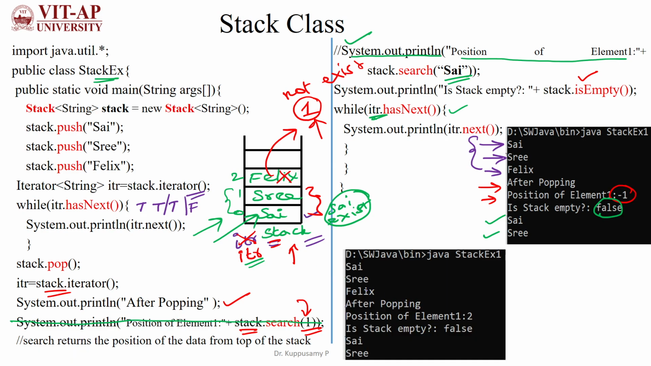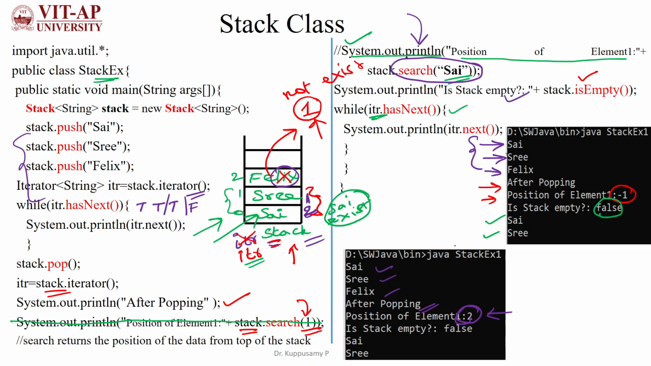So you see, same program, same lines of code, when you execute it, we saw Felix. After popping the element, Felix is popped out. Now the line position of the element is going to execute, position of the Shy. You look at that position of the Shy from the top. Here we have it in the second position. After deleting Felix, the position of Sri is 1 from the top, and the position of Sai is 2 from the top. So that's why the position of Sai is returned as the second position from the top of the stack.